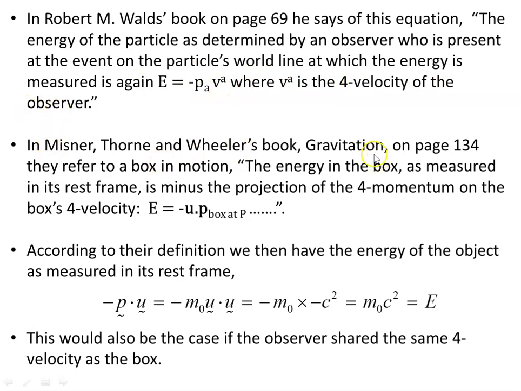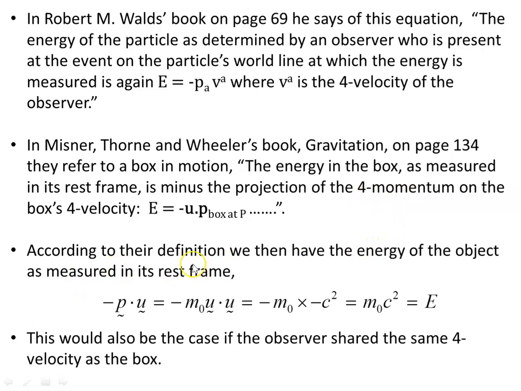In Misner, Thorne and Wheeler's book, Gravitation, on page 134, they refer in a box to a box in motion, our red ball if you like. The energy in the box as measured in its rest frame is minus the projection of the four-momentum on the box's forward velocity. Again, this relationship. And in Misner, Thorne and Wheeler's book, they have an object containing a certain amount of matter and energy, and the observer makes an observation of the total energy inside the box at some point on the box's world line. But what they've done there is minus the projection of the four-momentum on the box's forward velocity, and this is the four-momentum of the box.